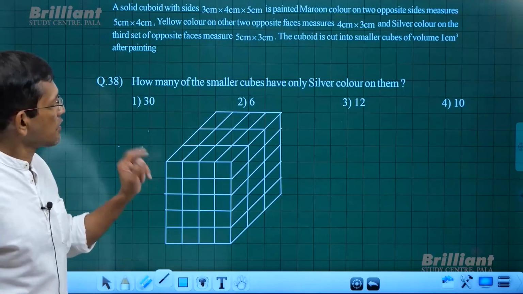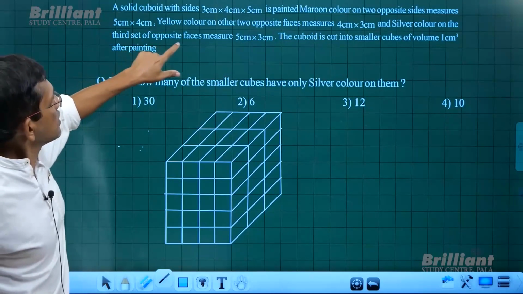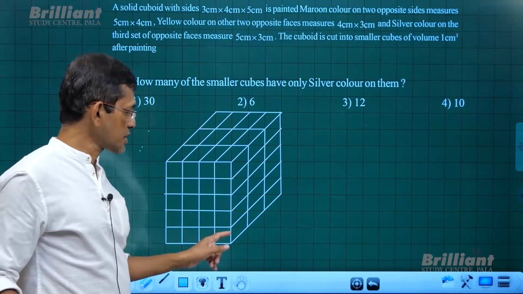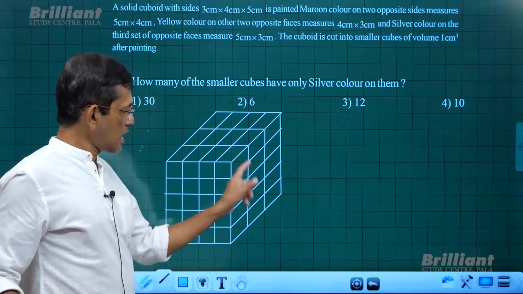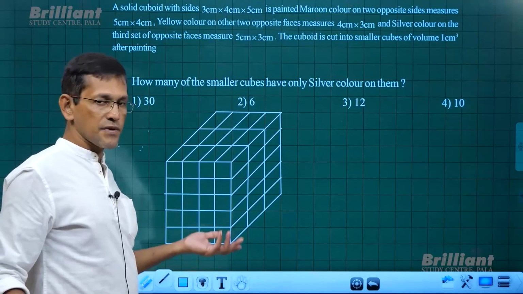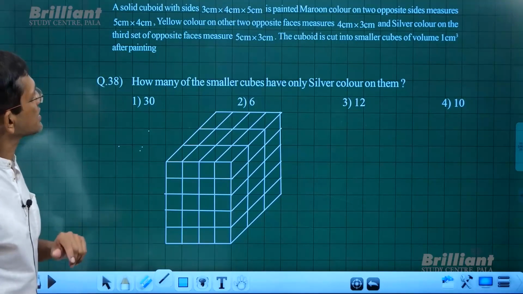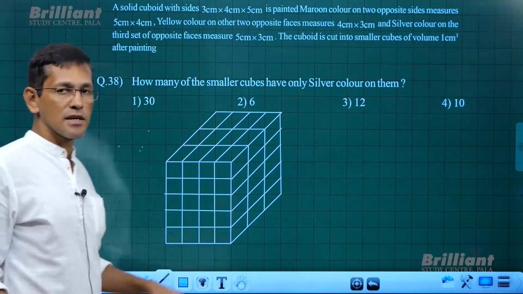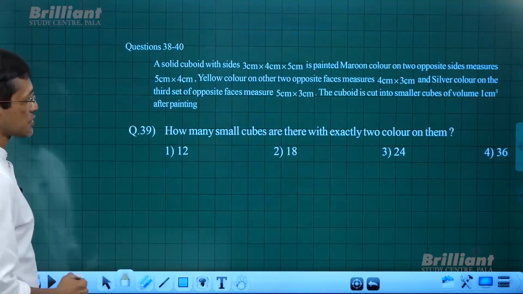How many of the smaller cubes have only silver color on them? Silver color is on the third set of opposite faces, which measure 5 into 3. So 5 this way and 3 this way, so 15 of them. And definitely on the opposite side, we have another 15, because silver is on two opposite faces. So 15 plus 15, the answer is 30. So we have the answer 30 for this question, and we go forward to the next question.